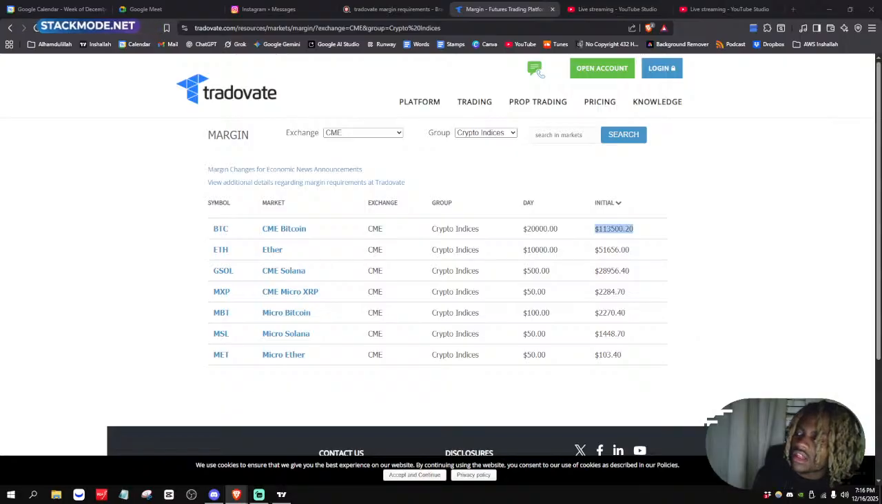Well, okay, so the initial margin is different than the day margin. So if your day margin is $50 and you wanted to open 3 contracts, then you would need $150. But if the initial margin was $300, then you would need $900 because you have 3 contracts. Which majority of the time you will.